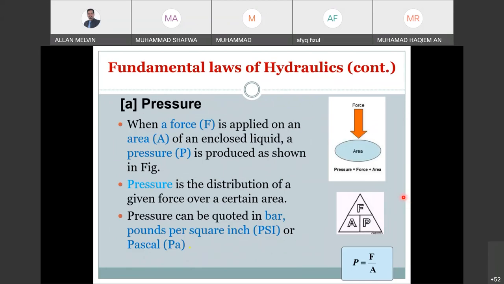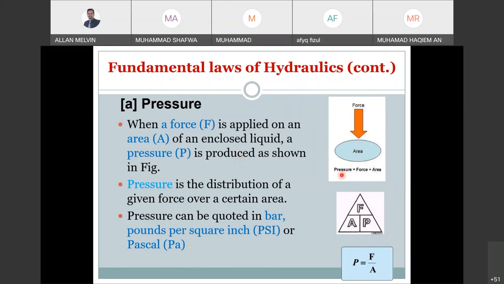Okay, let's look at the laws behind the hydraulic system. When a force F is applied on an area of an enclosed liquid, a pressure is produced. You apply a force in an area, and the area is closed, not open. Imagine you put a droplet of oil on the table, then you press, it will move to the side because you don't have a confined space. If you do the same thing to oil in a confined space, it will move downward, or it will start to fill the empty space. That is the law that we are using in hydraulics.